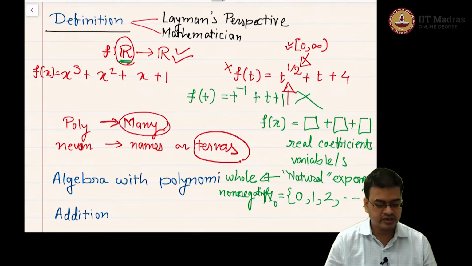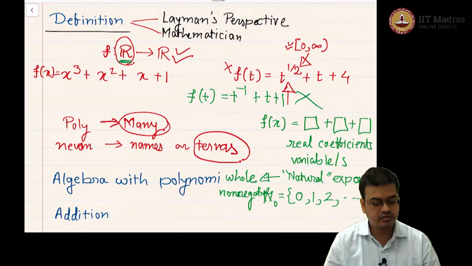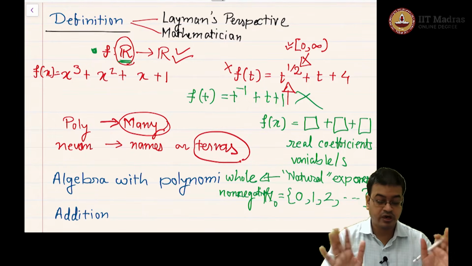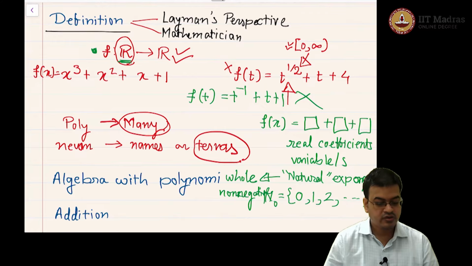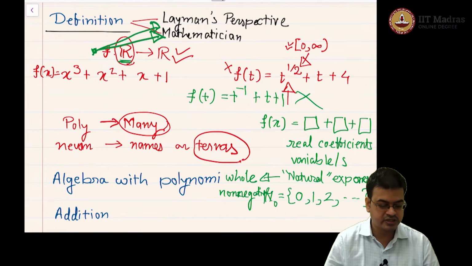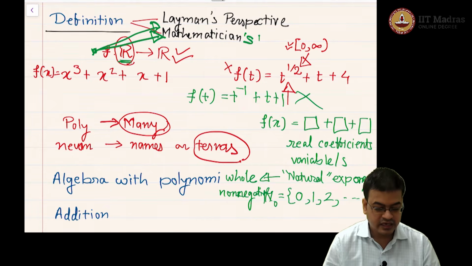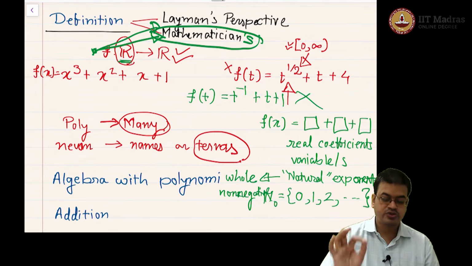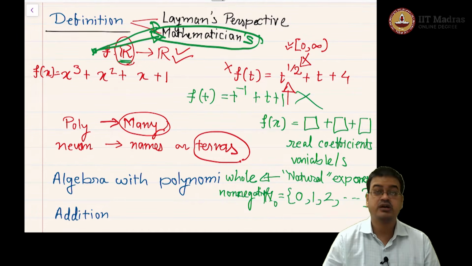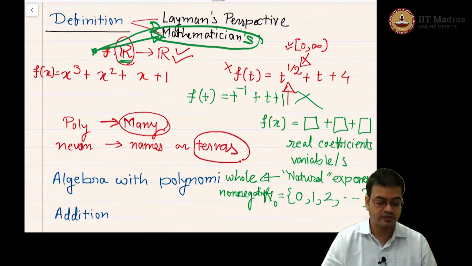So what are the key points? First, a polynomial should always be defined from R to R. Therefore, we have two perspectives. One is the layman's perspective, one is the mathematician's perspective. The mathematician's perspective says that a polynomial should always be defined on the domain which is the set of real numbers.